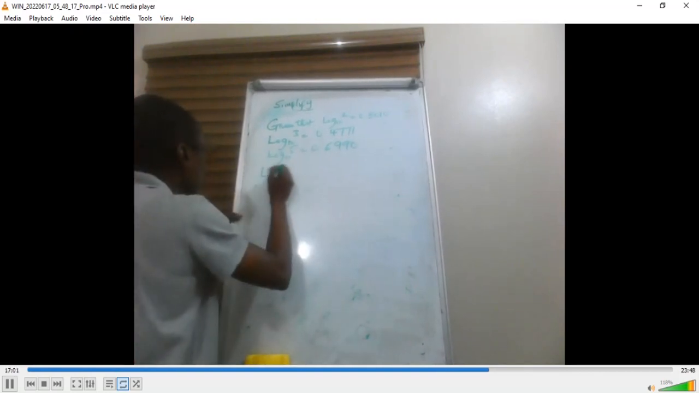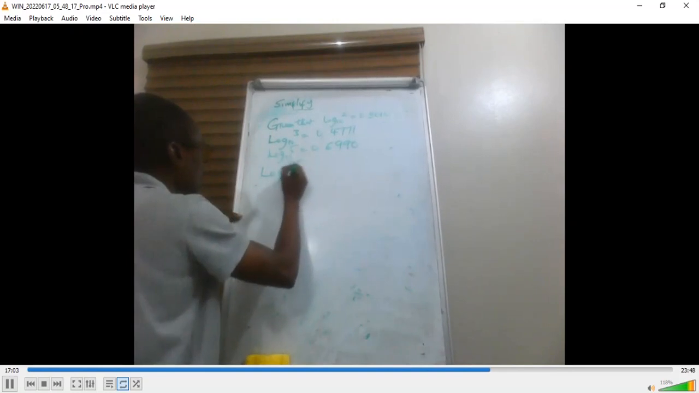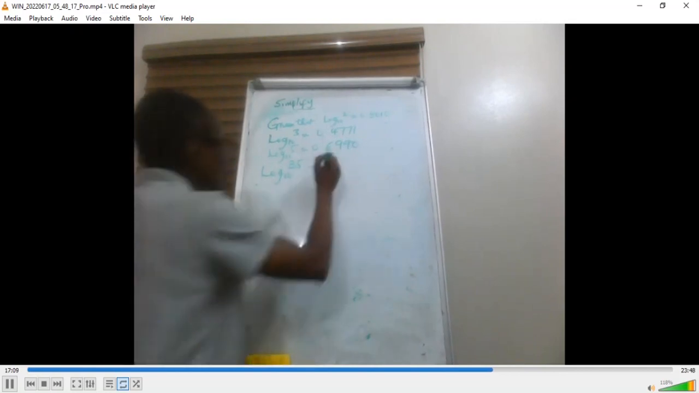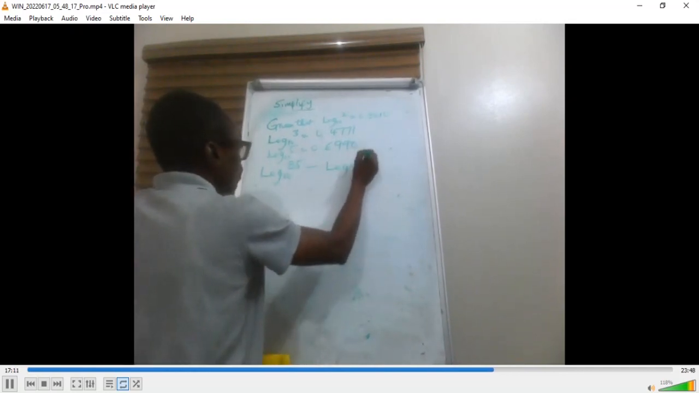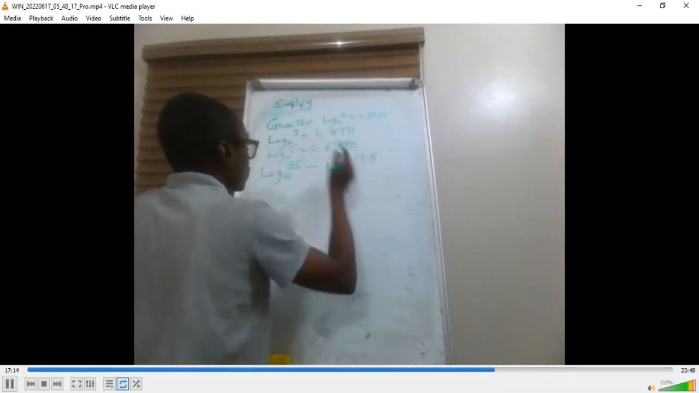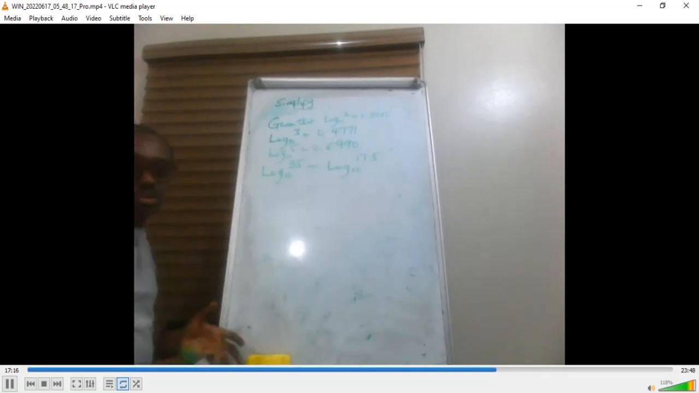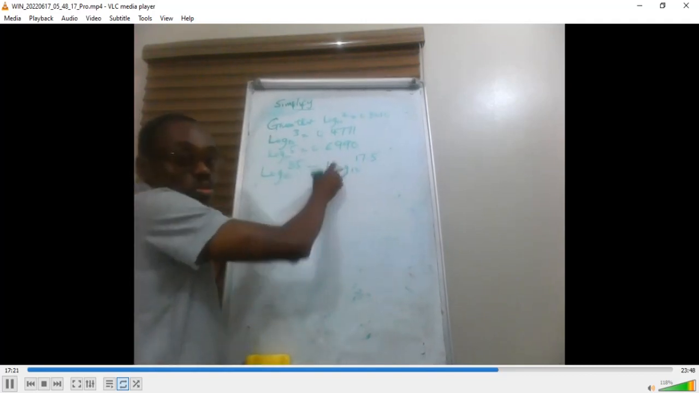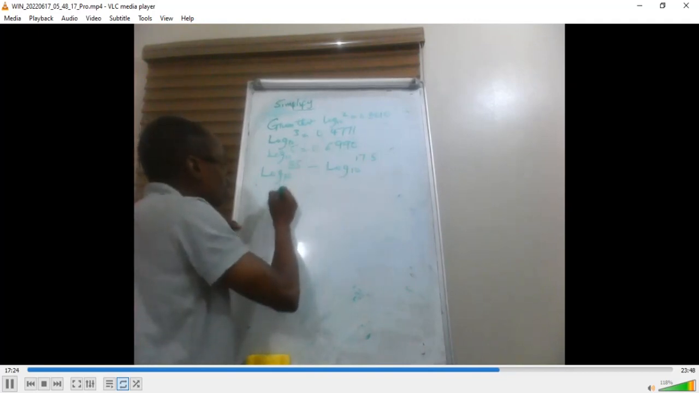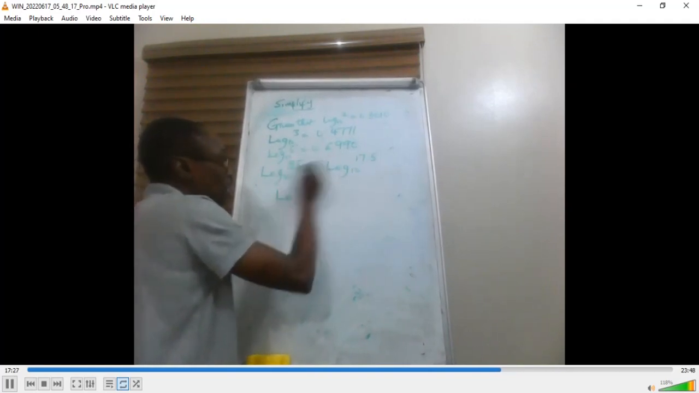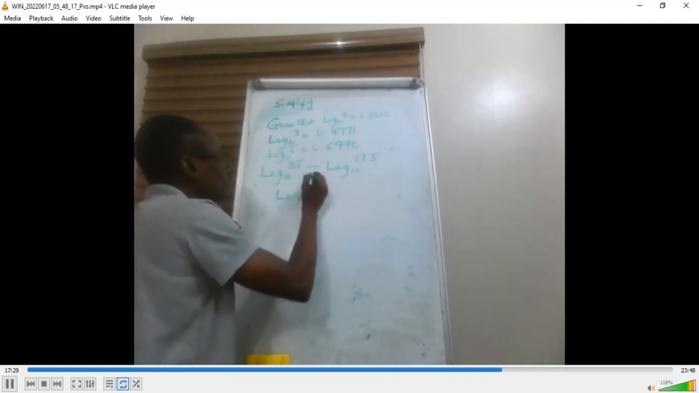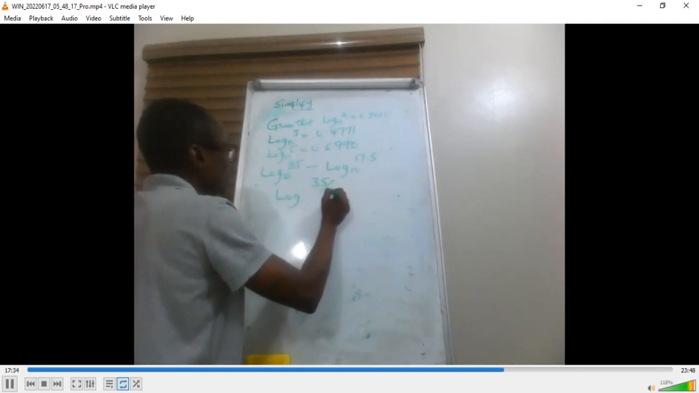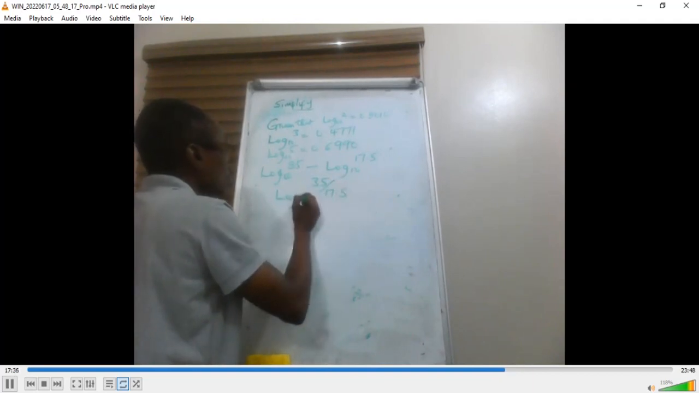So if we have the log of 35 to base 10 minus the log of 17.5 to base 10, find the value of this. This is quite easy. This is subtraction, so you're going to divide 35 by 17.5. Since the bases are common, log base 10, this is going to be log of 35 divided by 17.5 to base 10.